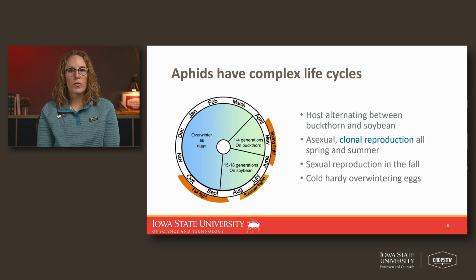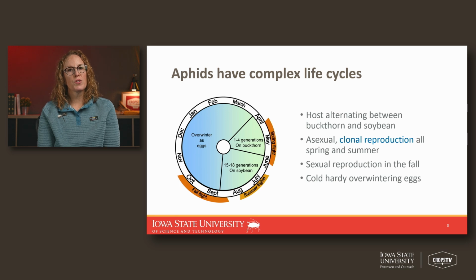And it's not until the environmental cues tell them to move back to their primary host, such as shortened photoperiod, cooler temperatures, and declining host plant quality of soybean, that they make that fall flight back to buckthorn, in which males arrive, they'll mate, and produce an overwintering cold hardy egg. So, this is a complex life cycle, but one that has proven to be very successful for field crops because of the number of generations they can produce in a single summer.